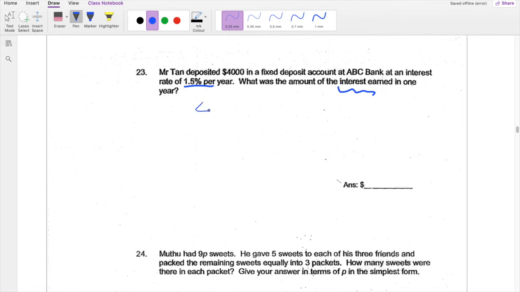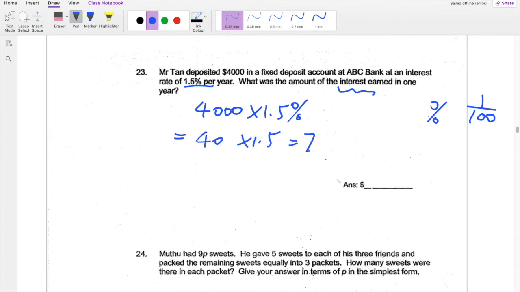Well, interest is just straightforward, 4,000 times 1.5%. So percent means divide by 100, percent means 1/100. So here it is equal to 4,000 divided by 100 is 40, times 1.5 gives 60.